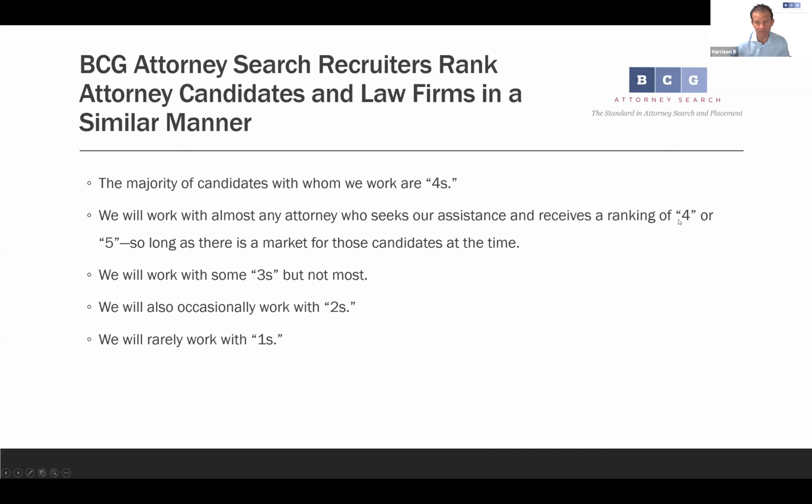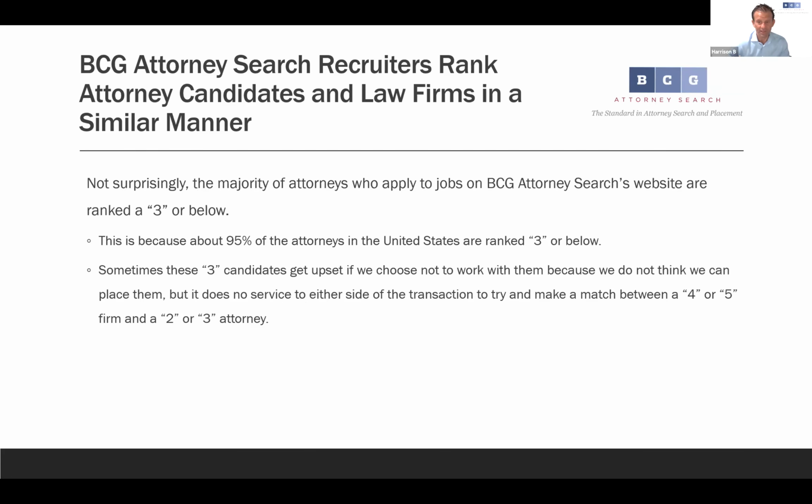But the people that are typically the most in demand for the big firms are going to be the 4s and the 5s. Most candidates that apply, I would say 95% of people we work with, are a 3 or below, which we can certainly work with. There's nothing wrong with being a 3. But if a 3 candidate is trying to get into a 5 firm, it's obviously not that easy. This is kind of how the process works.